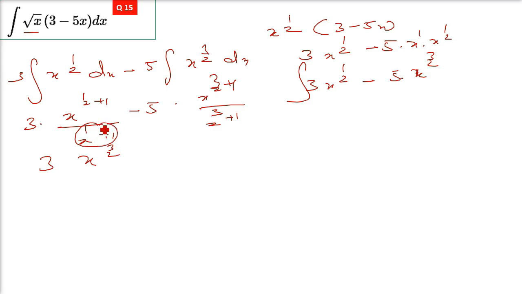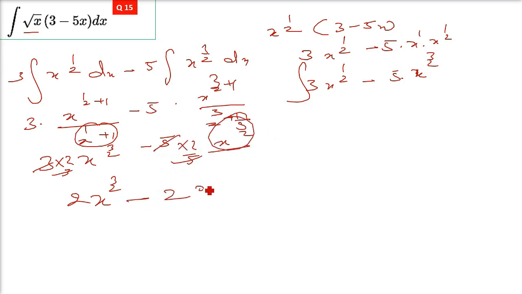So x raised half plus 1 is x raised 3 by 2. This 2 by 3 goes up, 3 gets cancelled. So you have x raised 3 by 2 with a 2 here, minus 5. This is 3 by 2 plus 1, it is 5 by 2 actually. 3 by 2 plus 1 is 5 by 2, and in the denominator it is 5 by 2, it goes up, 2 by 5 will be there, only 2 will remain. This is 2x raised 5 by 2. You can take 2 common if you want.